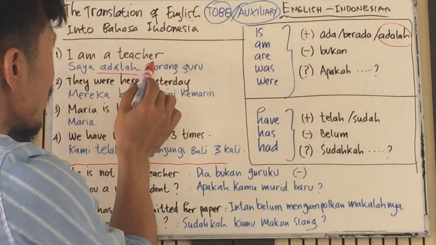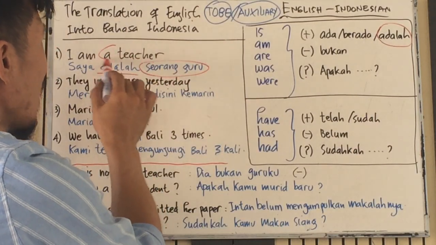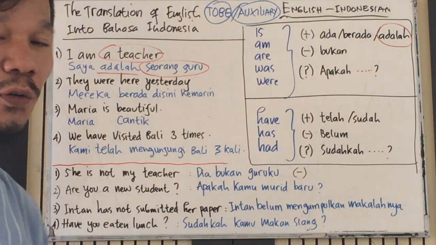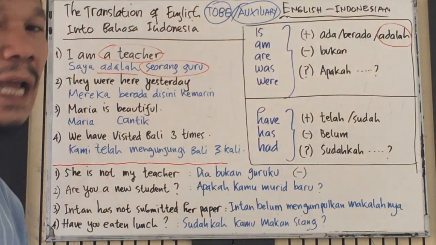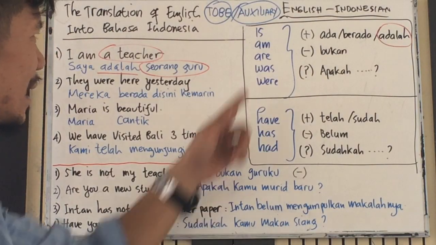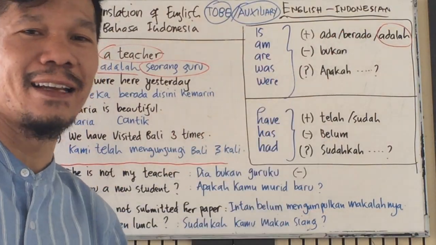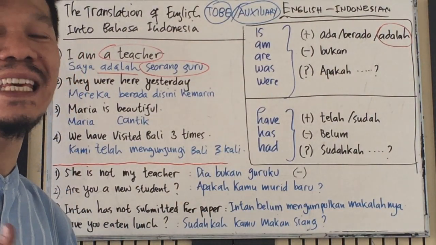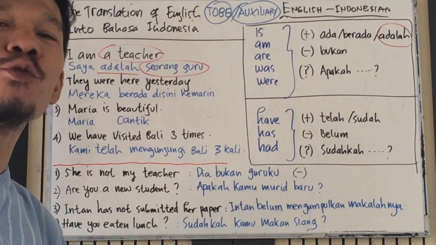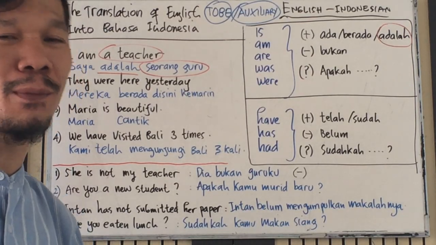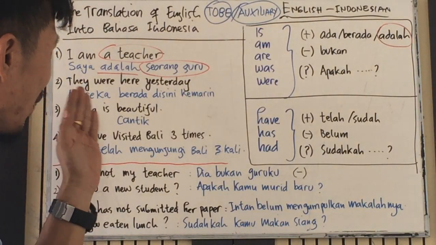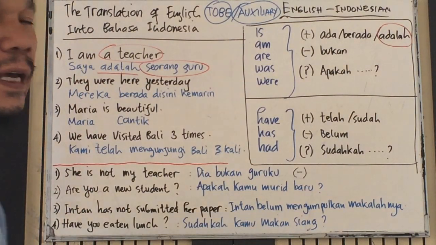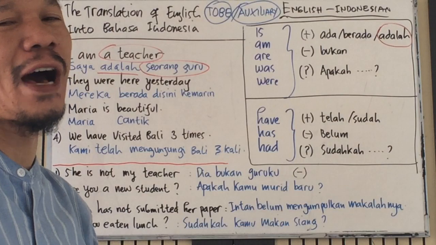So if in front of the to be is a noun, so if we use a sentence using non-verb, and especially a noun, we translate is, am, are, was, were into adalah. Dia seorang perawat. She is a nurse. Kamu adalah temanku. You are my friend. So if the to be is followed by a noun, we translate it into adalah.